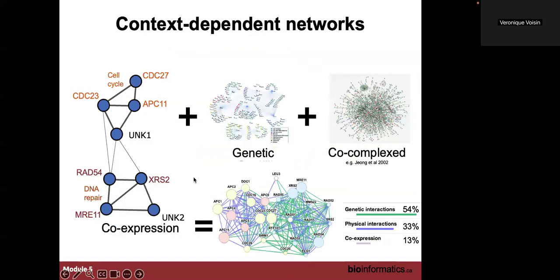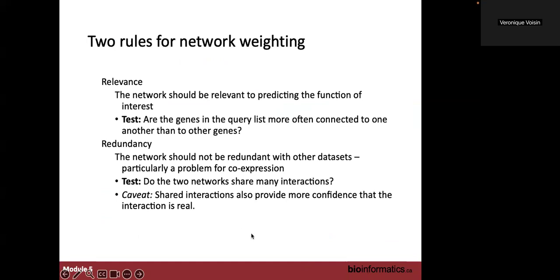So we have seen that GeneMANIA uses some context-dependent networks. So it means that they have some weights associated with the networks, the way they have been used. And so this is the final composite network, and then we can see expressed as a percentage the amount of which category and how they have been used in the networks. So, tools for network weighting.